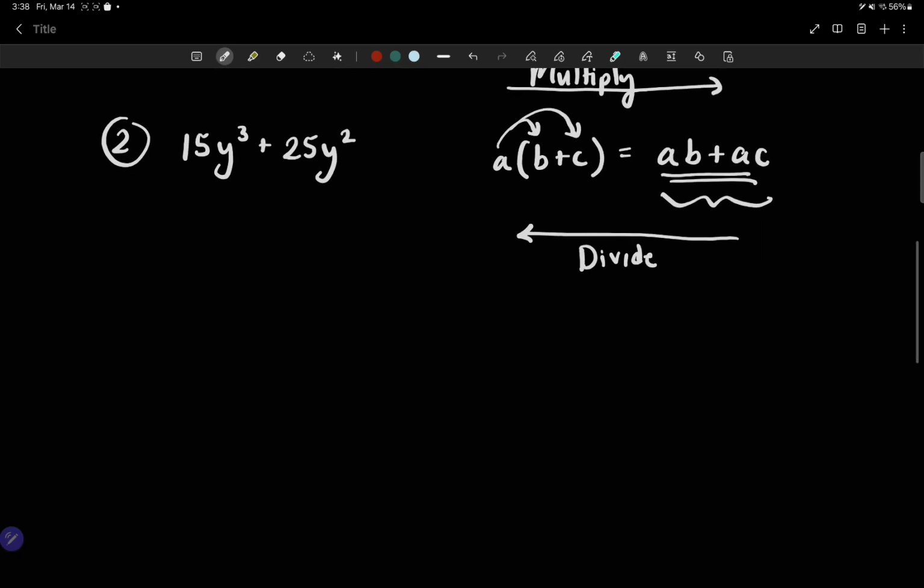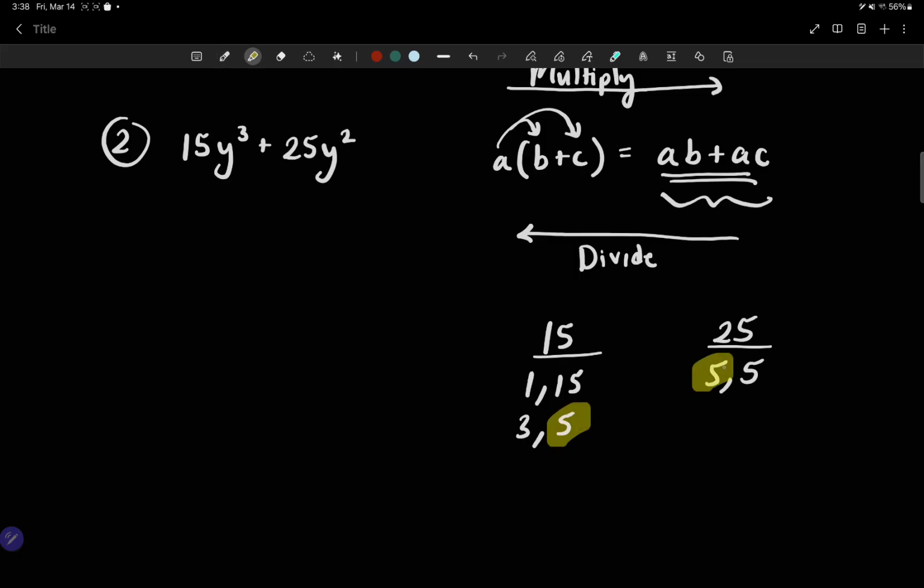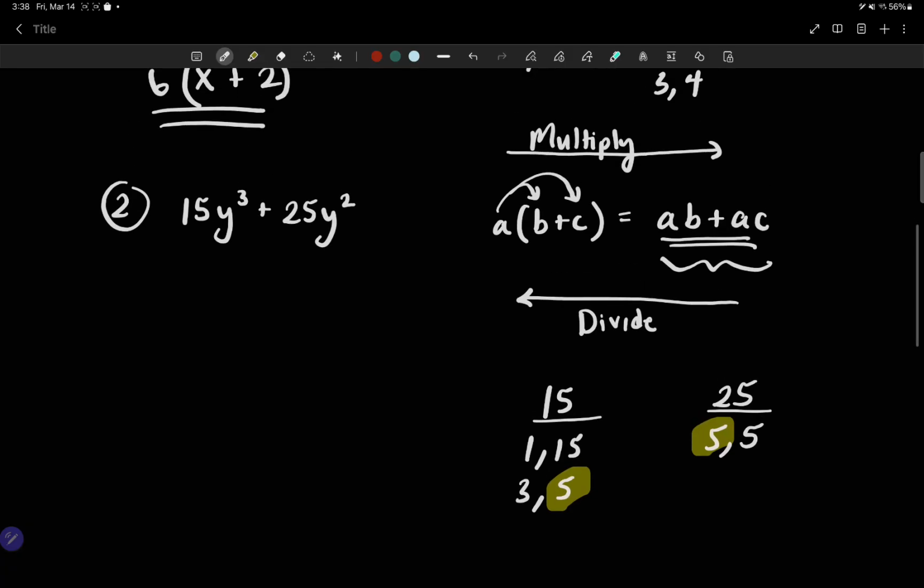Now, if you wanted to write out your factors of 15 and 25, you can certainly do that. So you would have 1 and 15, and then you would have 3 and 5, and that's going to be it here. And then 25 is just 5 and 5. Well, they have one factor of 5 in common, so that's what I'm going to pull out of my expression. So to make this simple, all you need to do is just ask yourself, what is the largest number that both the 15 and 25 can be divided by evenly?